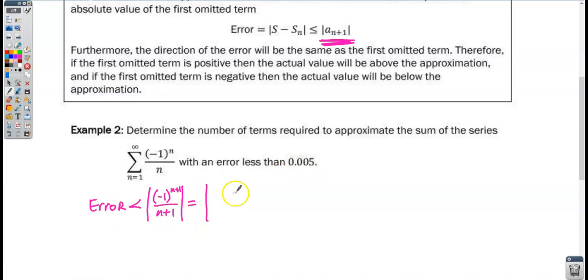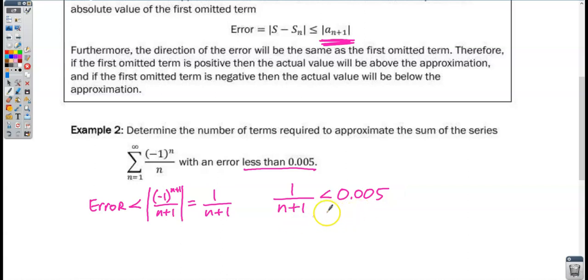The absolute value of this is going to be 1 over n plus 1. So in order for the error to be less than 0.005, we know the error is smaller than this, so we want that to be smaller than 0.005. And now we're going to go ahead and solve this for n, and that will give us the number of terms that are required to approximate the sum of the series with an error less than the required error.